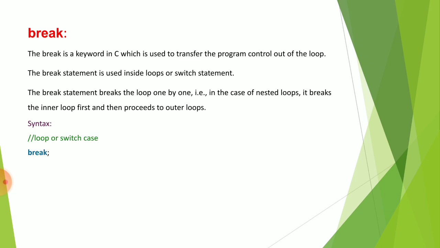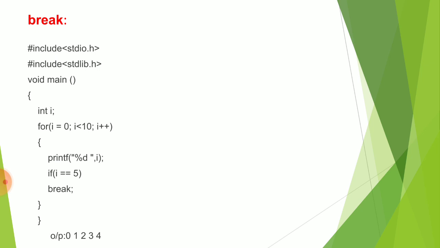The next control statement is break. Break statement is used to transfer the program control out of the loop. The break statement is used inside the loop or inside the switch statement. The syntax for break is break semicolon. It is the example program for break statement.